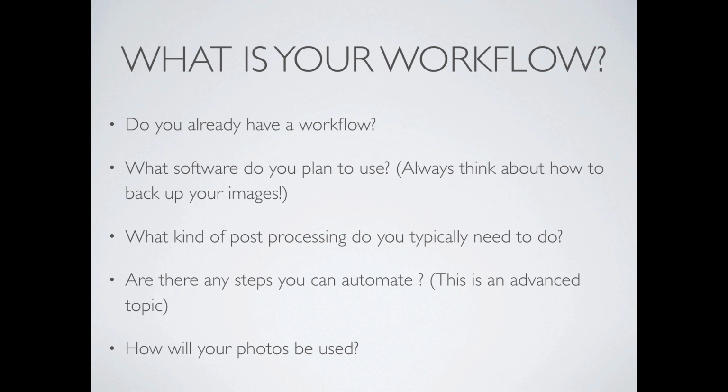So you need to think about what it is that you're going to be editing and where it's going to be done. What kind of post-processing do you typically need to do? Like I said, I typically have to do a levels adjustment, so that's something I know and I always check on when I'm working on it. And are there any steps you can automate? Some of the programs have an AI feature in them where you can basically click a button and it does it for you. That can be a time saver long term.